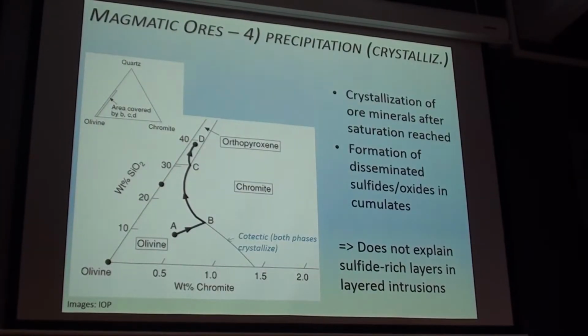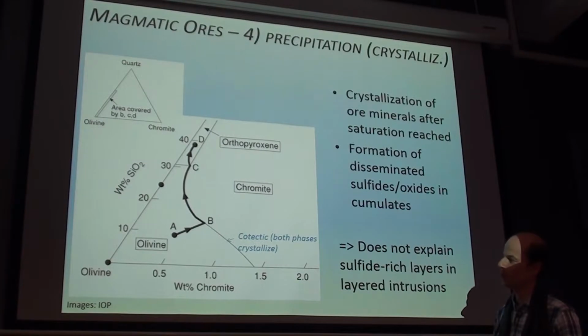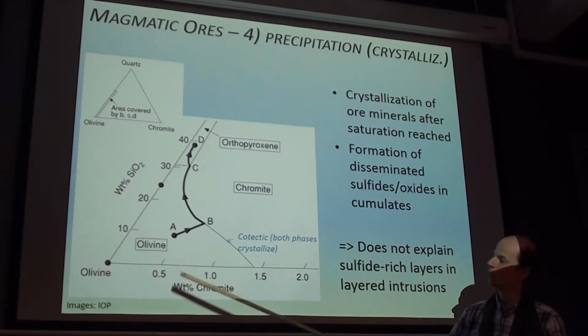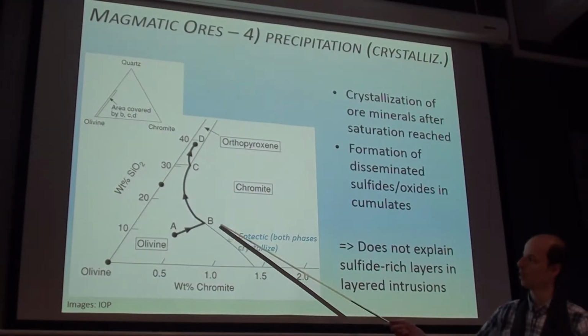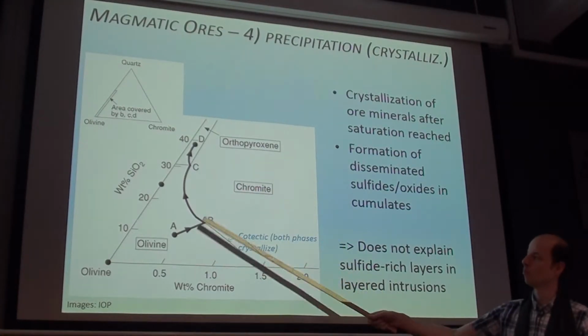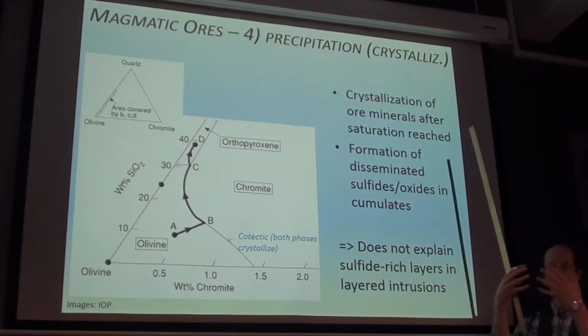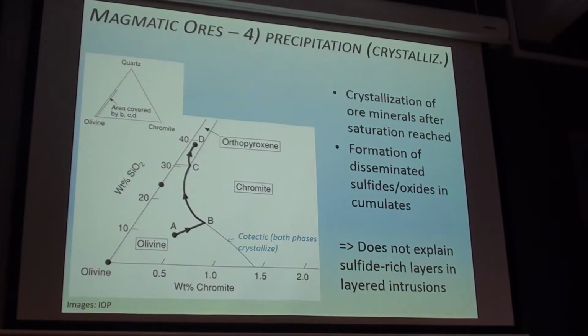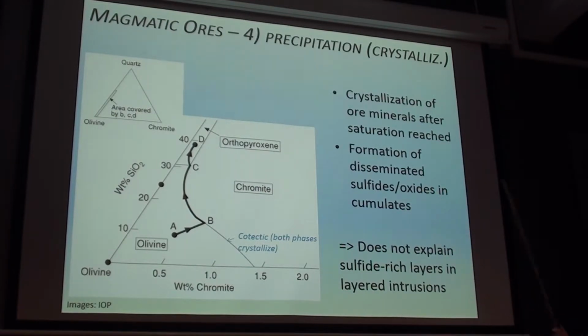Now, the precipitation from magmas, we can start with simple fractional crystallization. Again, you should be familiar with this diagram. You've seen it in the second lecture. We start with a melt with a composition around here, and we fractionate olivine. We move it away from olivine until we hit the eutectic, and we start to crystallize both olivine and chromite, for instance. At that stage, basically we remove olivine and chromite from the melt, and we form these disseminated ore minerals within a cumulate of silicate minerals.